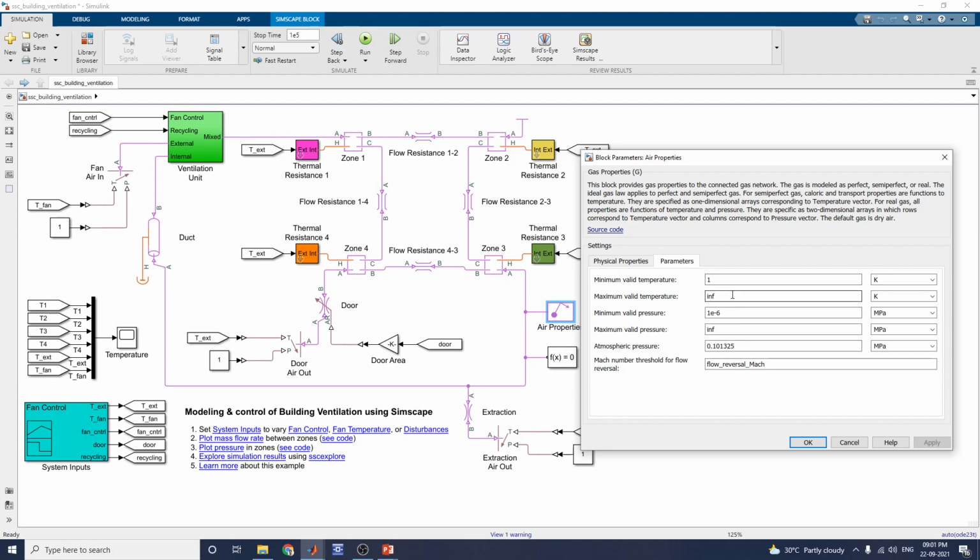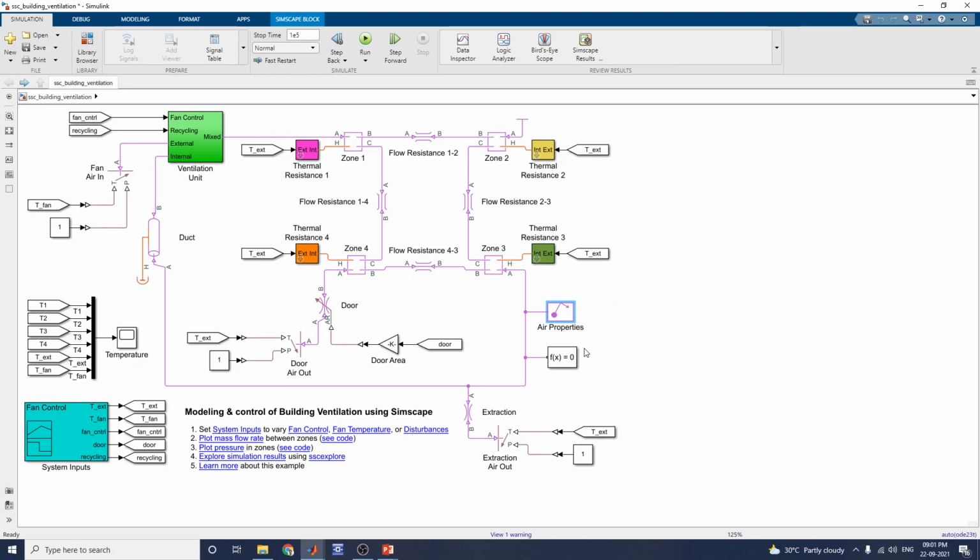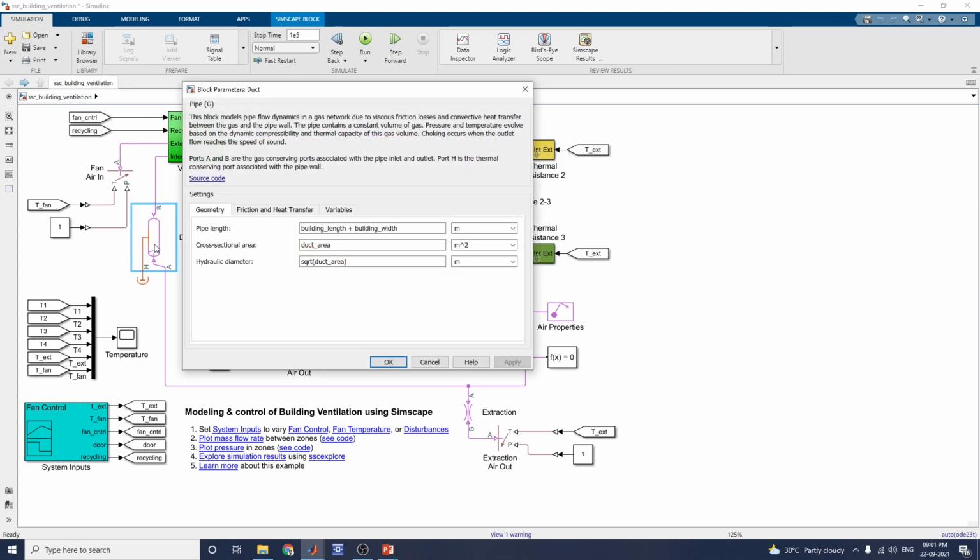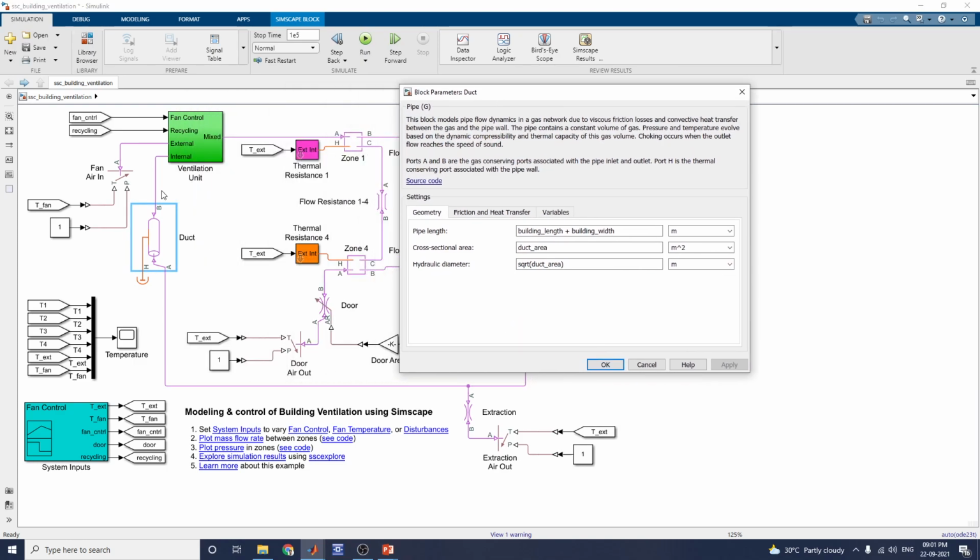You can set this temperature and the pressure, and also by using this air properties block. Here this is our duct. This is a pipe. This block models pipe flow dynamics in a gas network due to viscous friction losses and convective heat transfer between the gas and pipe wall. The pipe contains a constant volume of gas.